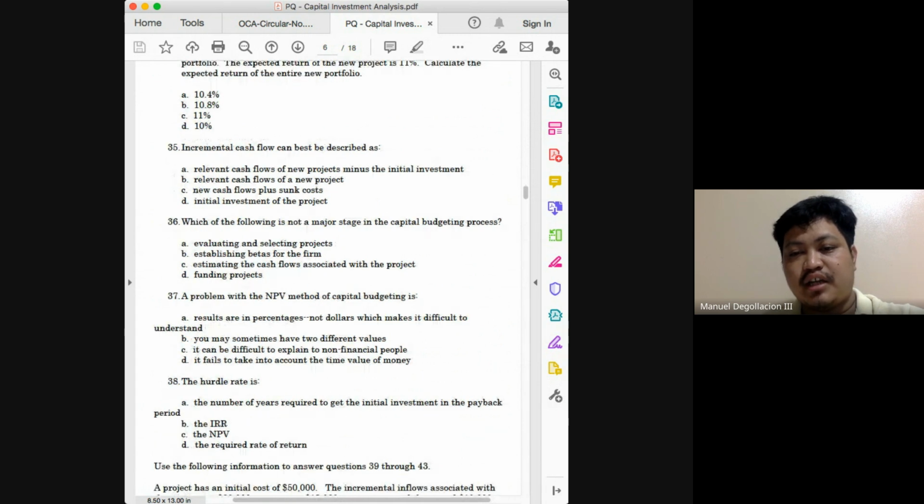Next, the incremental cash flow can best be described as the relevant cash flows of a new project. So the answer here is letter B. Next, which of the following is not a major stage in the capital budgeting process? The answer here would be letter B, establishing betas for the firm.